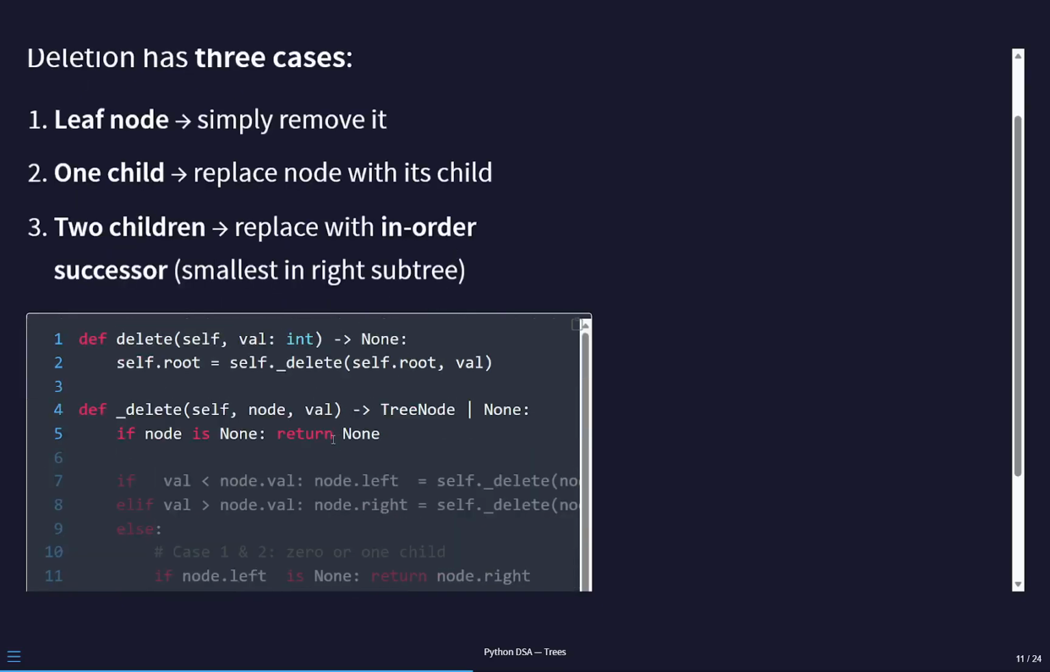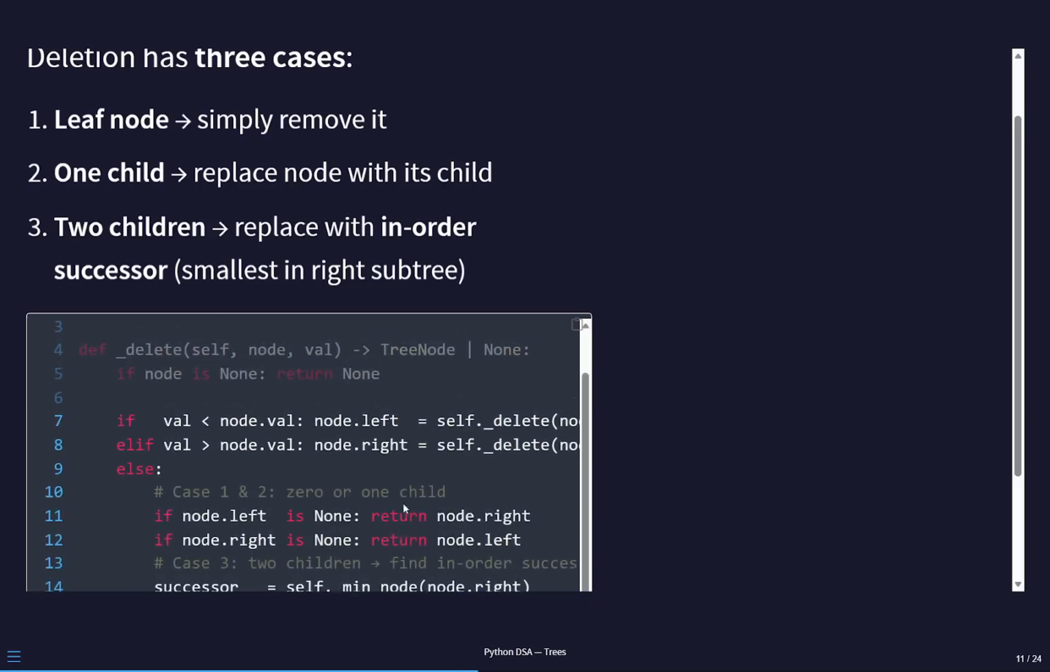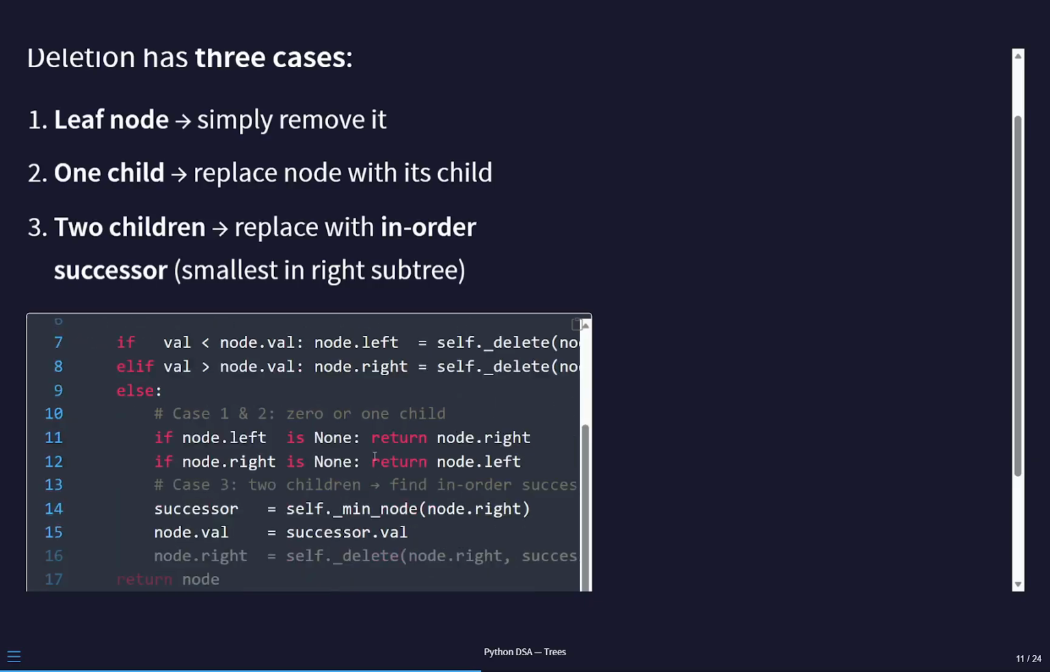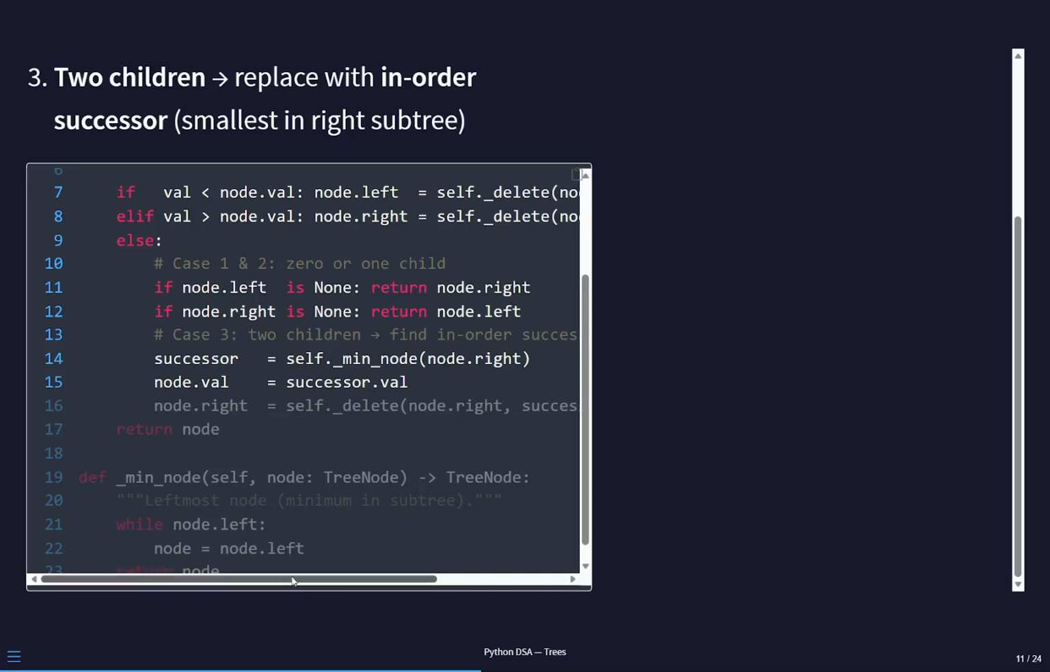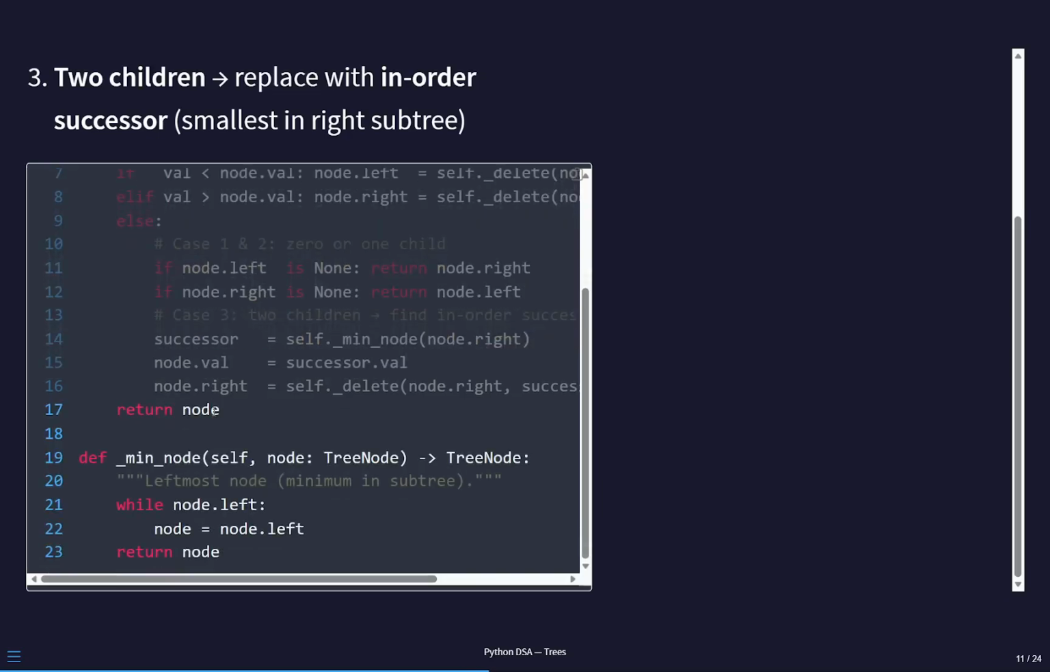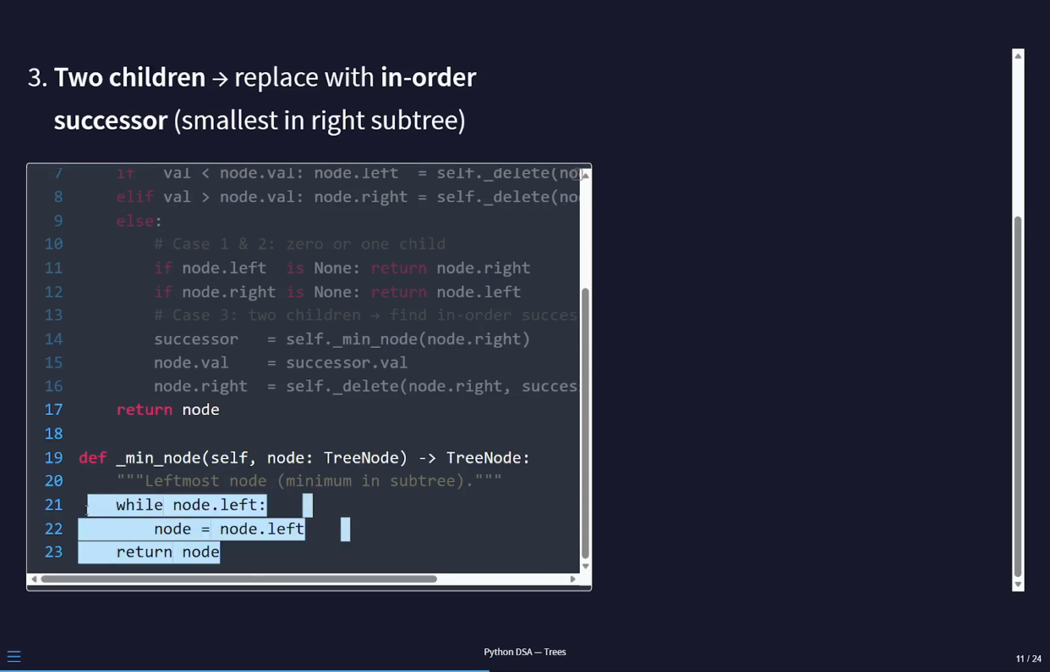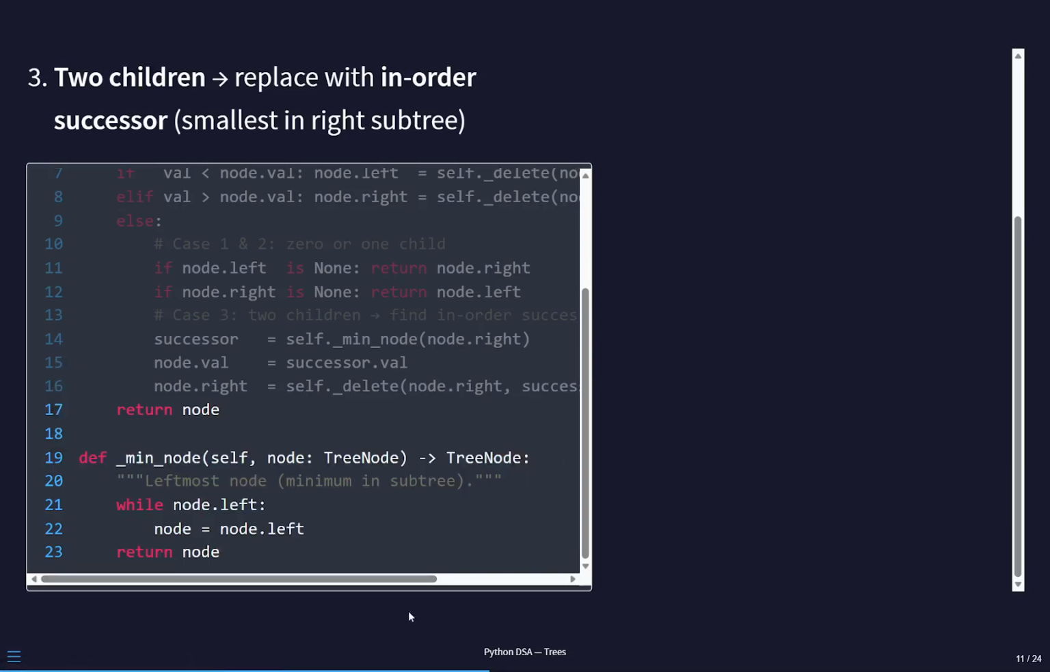Click. The _delete helper handles all 3 cases. Recurse left or right to find the target node. On a match with 2 children, find the minimum of the right subtree using _min_node, copy its value, then delete that minimum from the right subtree recursively. Return the possibly modified node, back up the chain. _min_node walks left as far as possible. The leftmost node holds the minimum value in any BST subtree.